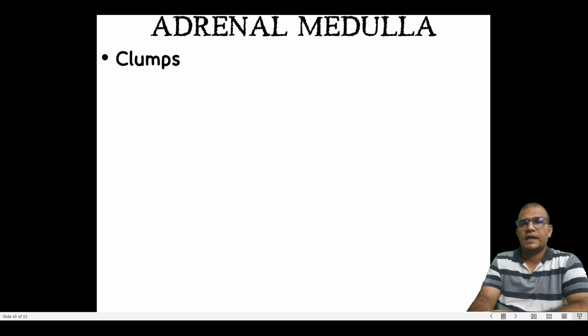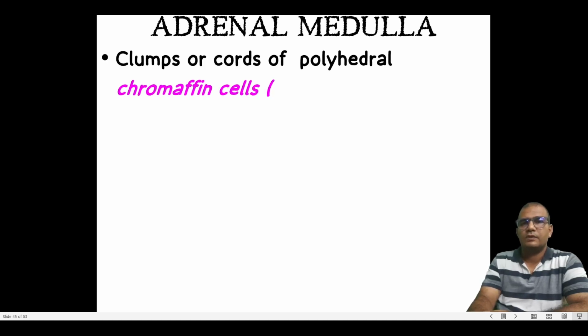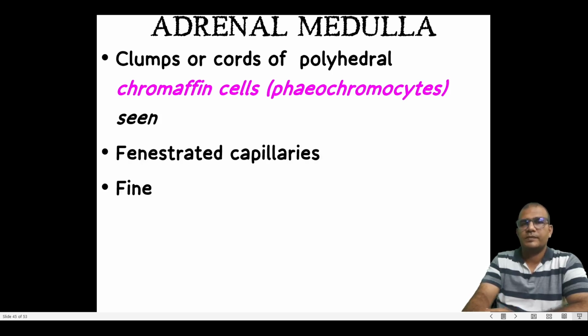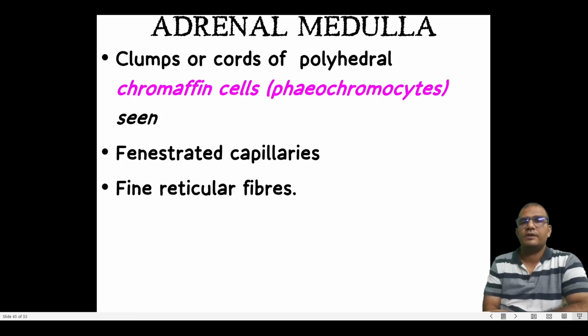Now let us discuss the adrenal medulla. As we already know, the adrenal medulla shows modified postganglionic sympathetic cells or sympathetic neurons which have lost their axons. So these cells are known as chromaffin cells or pheochromocytes because they have an affinity for chromic salts. So why are these called chromaffin cells? They have an affinity for chromic salts. Fenestrated capillaries will be there. There will be fine reticular connective tissue.